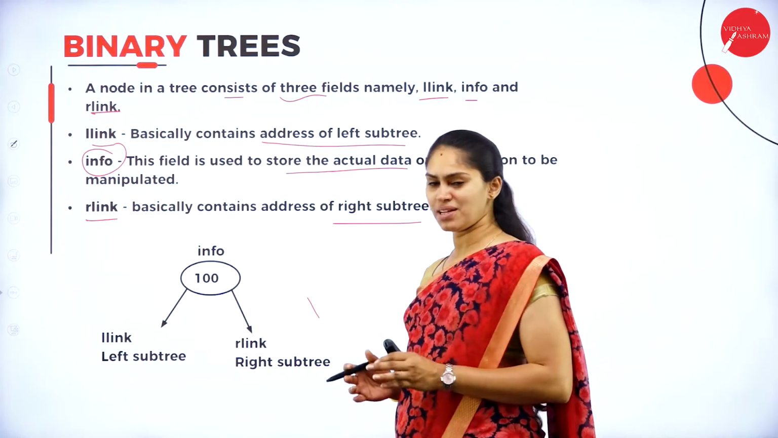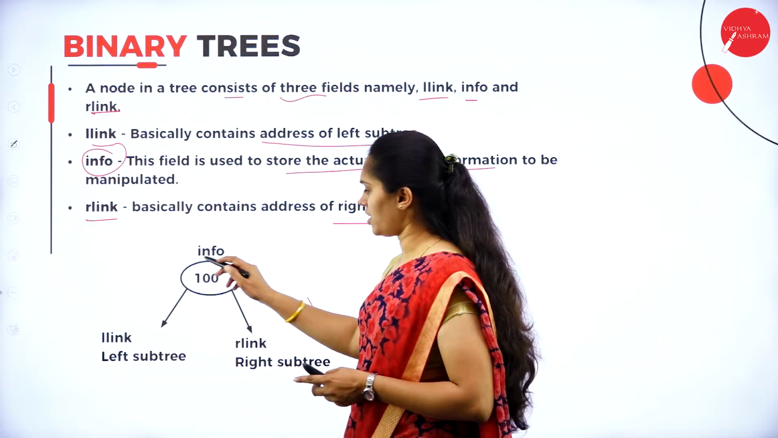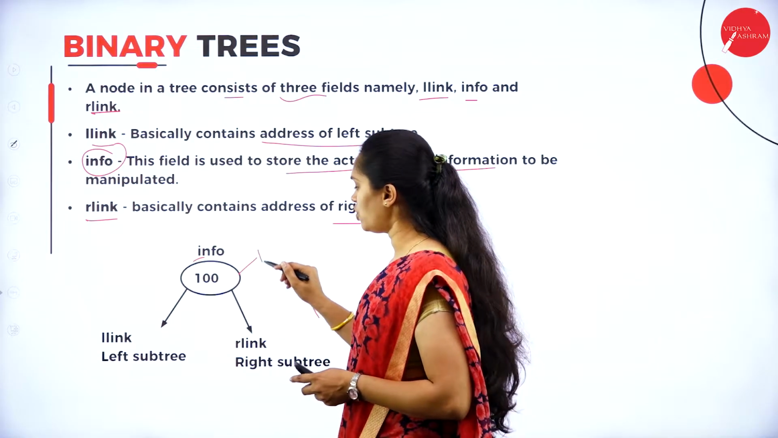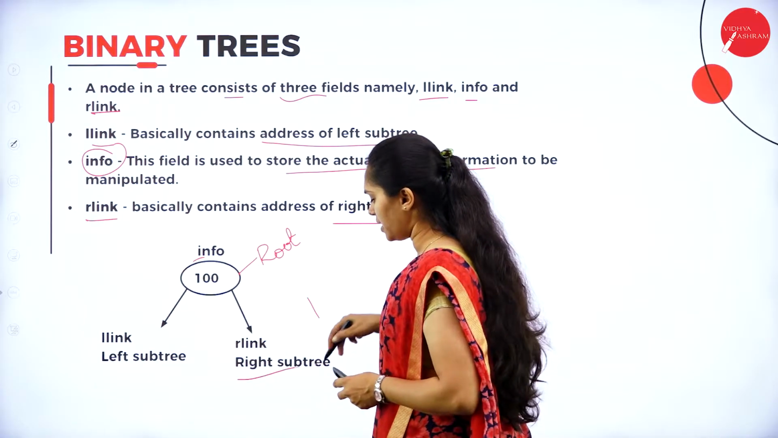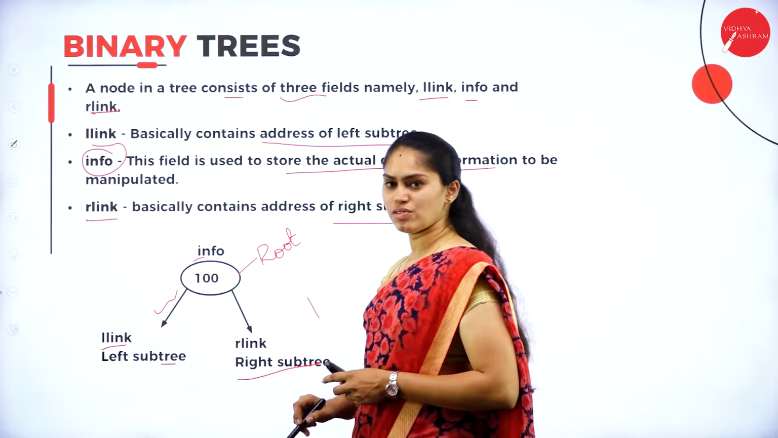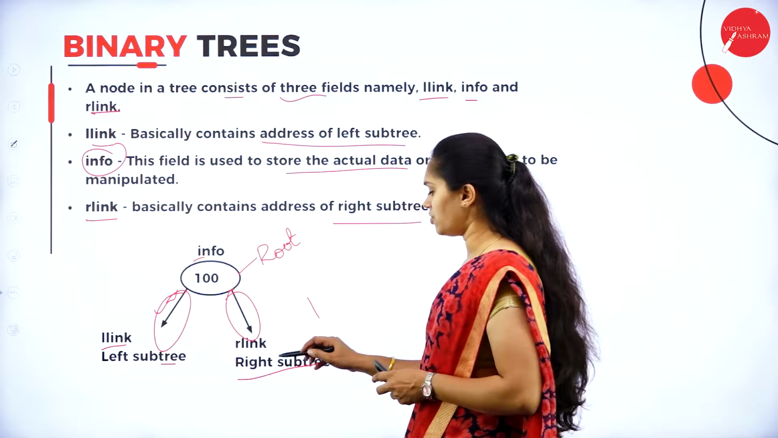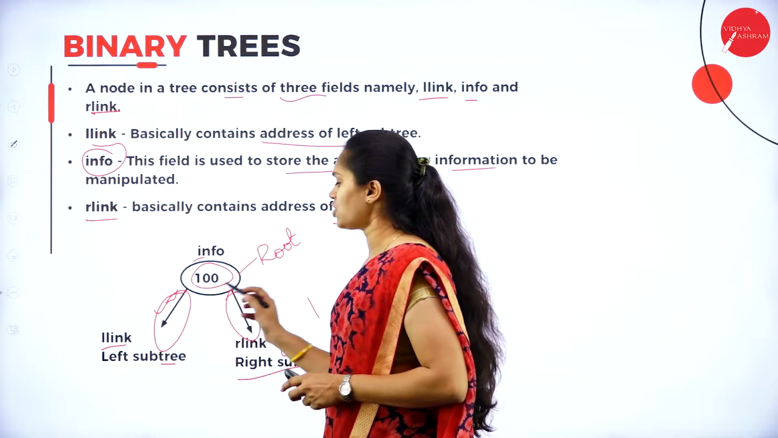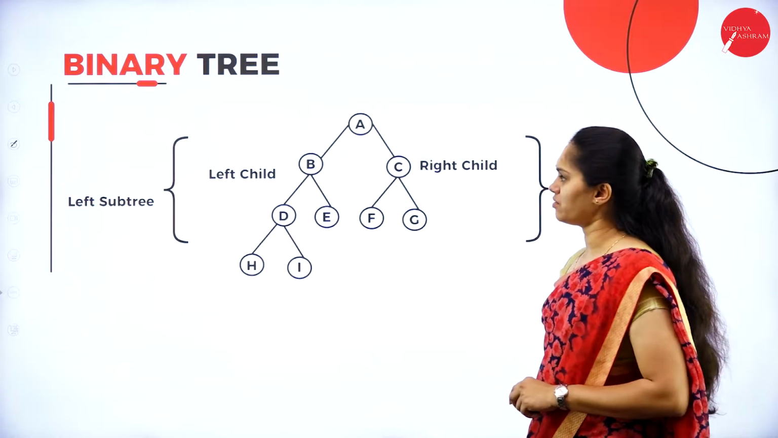If I want to represent that in a physical manner, then it would look like this. Here you can see that we have a root node. Root consists of 2 parts: one is the left subtree and another is the right subtree. This L-link will hold the address of this left subtree, and this R-link will hold the address of the right subtree. This is the actual info or data. Next, here you can see one example.